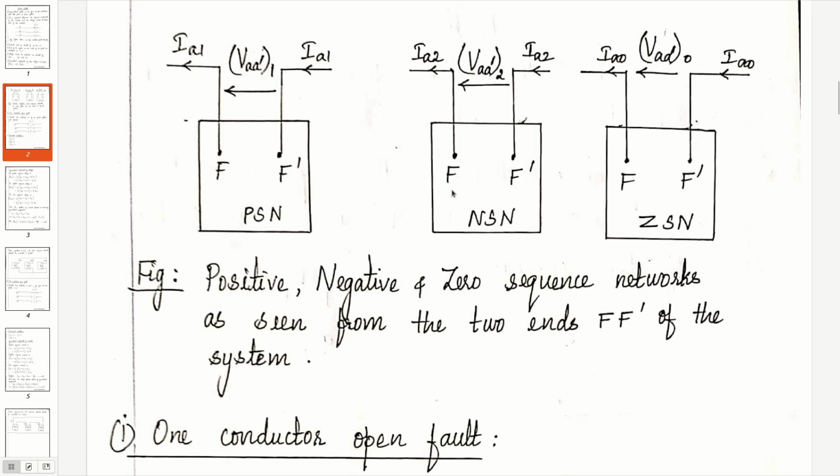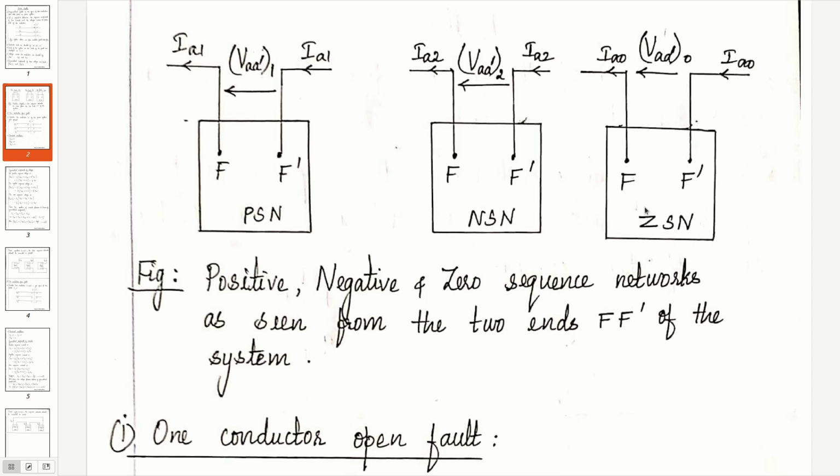Similarly, this is the negative sequence network of the power system, in which the power system is represented by a box. IA2 is the negative sequence component of current IA, and VAA dash 2 is the voltage between two terminals of the open fault. Similarly, this is the zero sequence network. IA0 is the zero sequence current of the phase current IA. VAA dash 0 is the voltage between two terminals of the open fault.